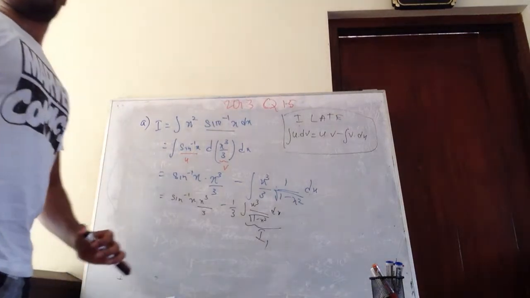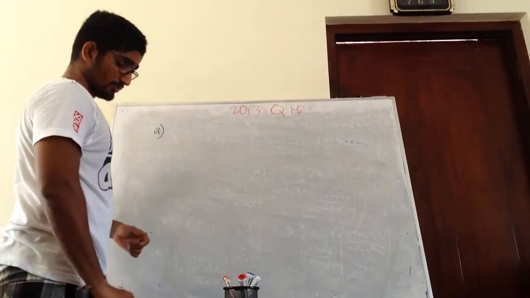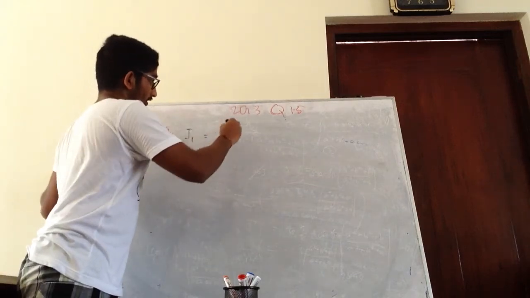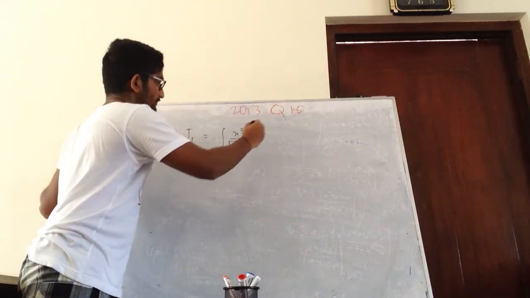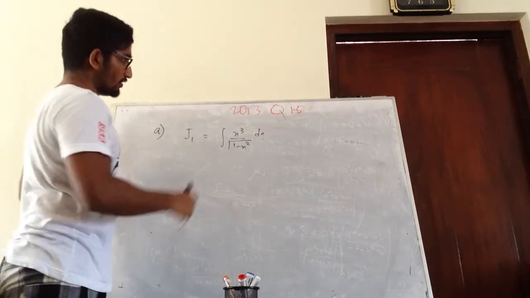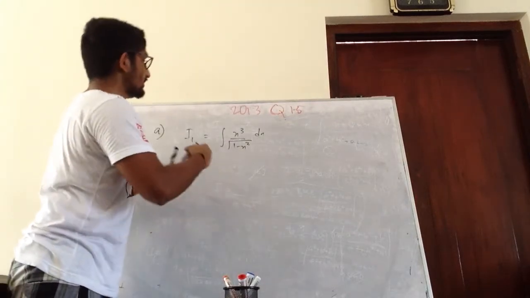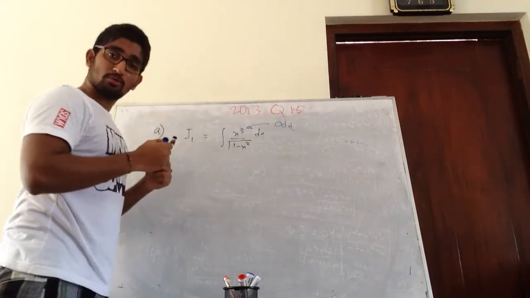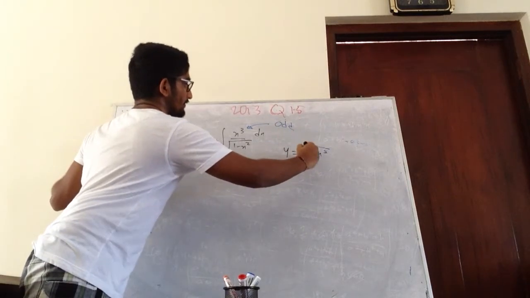Okay? So I1, I consider as what? The integral of x cubed over root of 1 minus x square. Okay. So because of this, there is a specific substitution that we can use here. So now here the power of this is an odd number. So you can use the substitution y equals root of 1 minus x square.